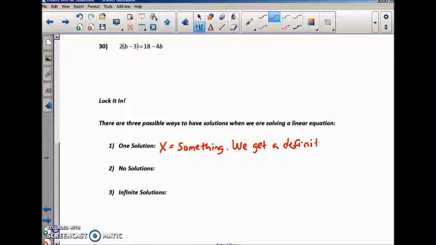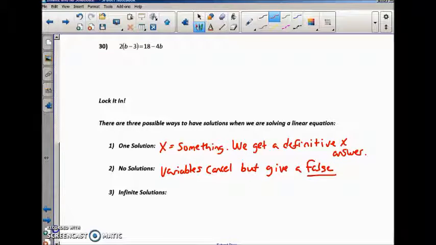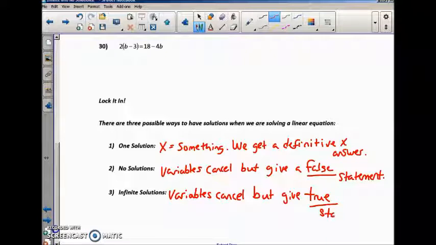Last thing, locking it in with the three things that could happen when we solve a linear equation. One solution means that x is equal to something. We get a definitive x answer. No solutions and infinite solutions, as we have talked about. Variables are going to cancel, and it's either a false or a true statement. So these are the three results that we can get whenever we solve a linear equation.